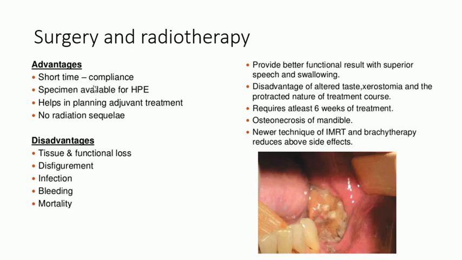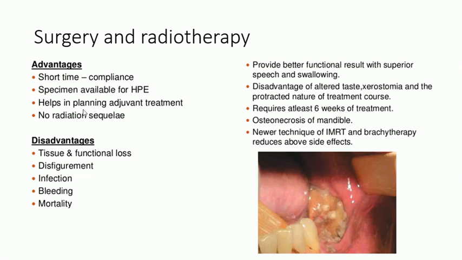In surgery you have a specimen which is available for histopathological examination. Histopathological examination is very important because that will give you a definitive diagnosis, but in radiotherapy you have no such option. It helps in planning adjuvant treatment. When you have the histopathological examination, you may find that the variety is not just squamous cell carcinoma, it is something deadlier. In that case, you might need to give a chemotherapy regimen. That is adjuvant treatment.